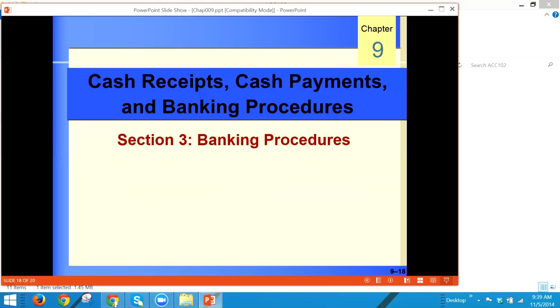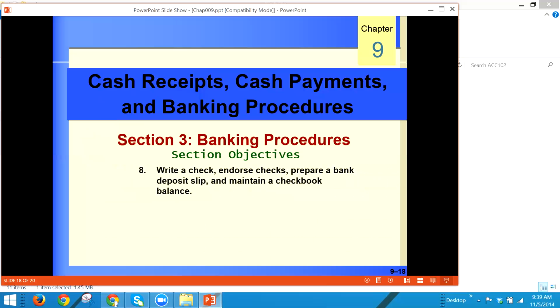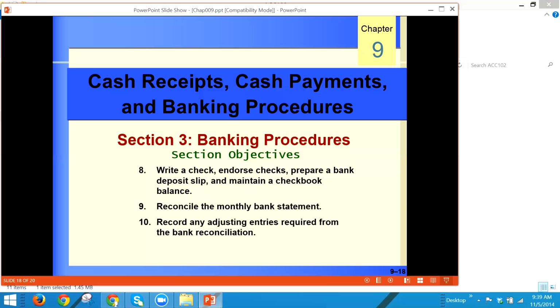So now, banking procedures. Objective number 8, write a check, endorse checks, prepare a bank deposit slip, and maintain a checkbook balance. Reconcile the monthly bank statement and record any adjusting entries required from the bank reconciliation. Understand how businesses use online banking to manage cash activities.